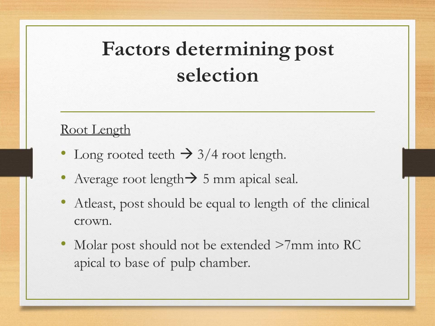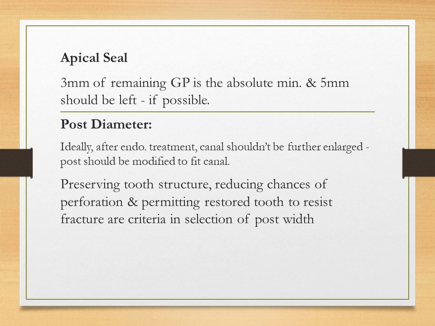So if you have gutta percha sealing that area, because your post and core system is not antibacterial, you do not want to leave your anastomoses, that is your accessory canals, your fins, your apical deltas and all, exposed to the oral environment or to the chance of microleakage and subsequent reinfection. That is why the golden rule is to have at least 3 to 5 mm of seal. So this is what I was talking about. 3 mm of remaining gutta percha is the absolute minimum, and 5 mm should be left in as many cases as possible. So what about the post diameter?